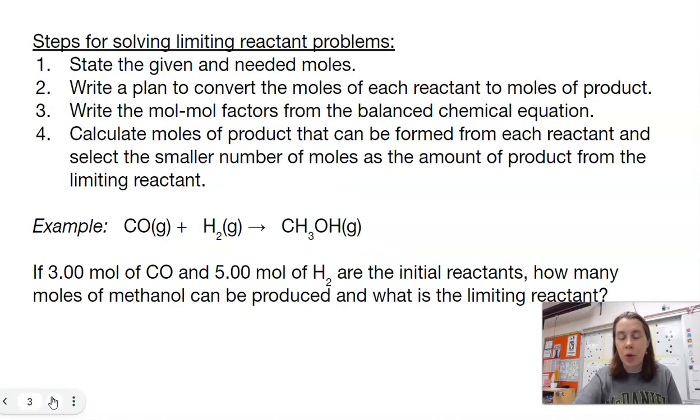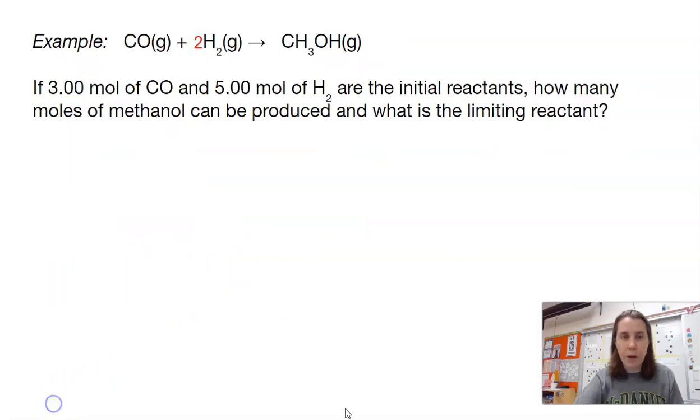Now let's do an example with actual chemicals. In your notes, I've given you the steps for solving these, and I'm going to go through them, but you can refer back to these steps as we do more problems in class. The example I have here is carbon monoxide plus H2 gas makes CH3OH. If we have 3 moles of carbon monoxide and 5 moles of H2, how many moles of methanol, which is the CH3OH, can we make? We need to do this problem twice, once for 3 moles of CO and once for 5 moles of H2. Let's give ourselves a little more space to do this.